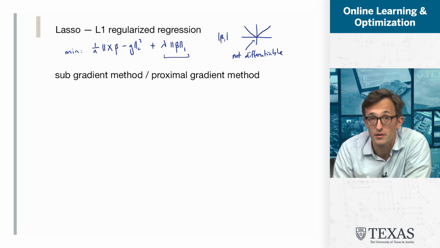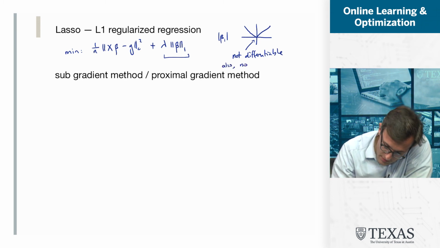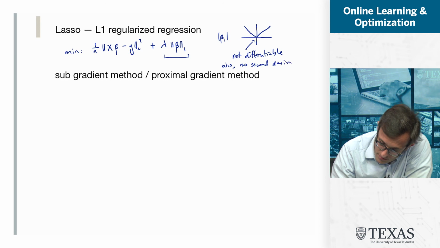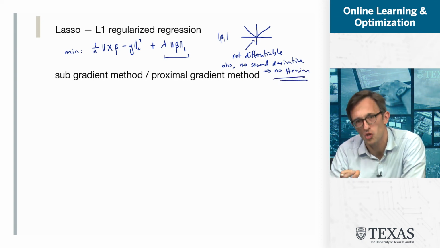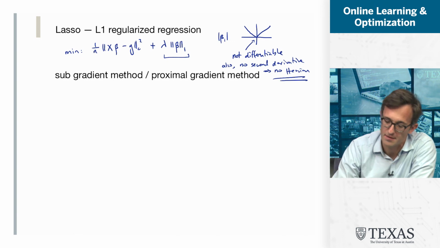And in particular, there's no Hessian. If it has no first derivative, it certainly doesn't have a second derivative, which means no Hessian. So Newton's method, which seemed to do so well for us in the previous example, is completely out here. We're not going to use that.